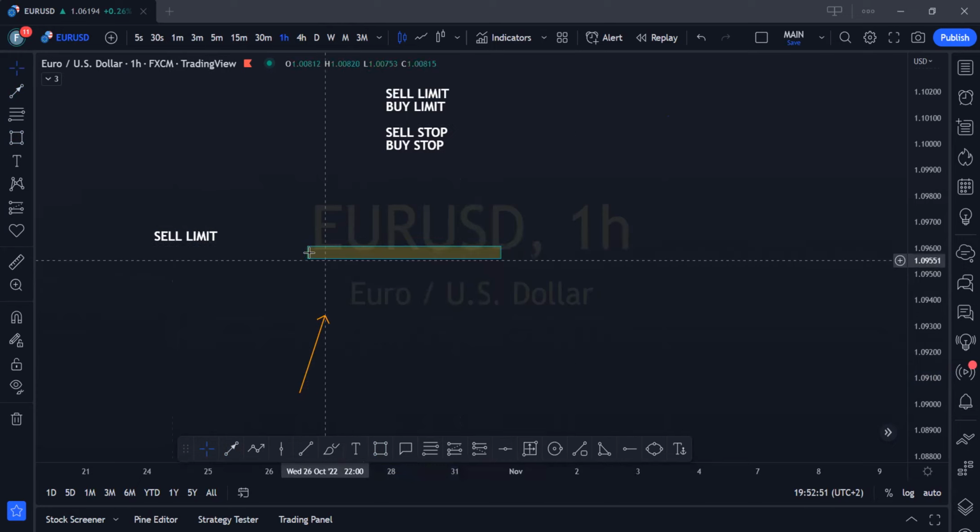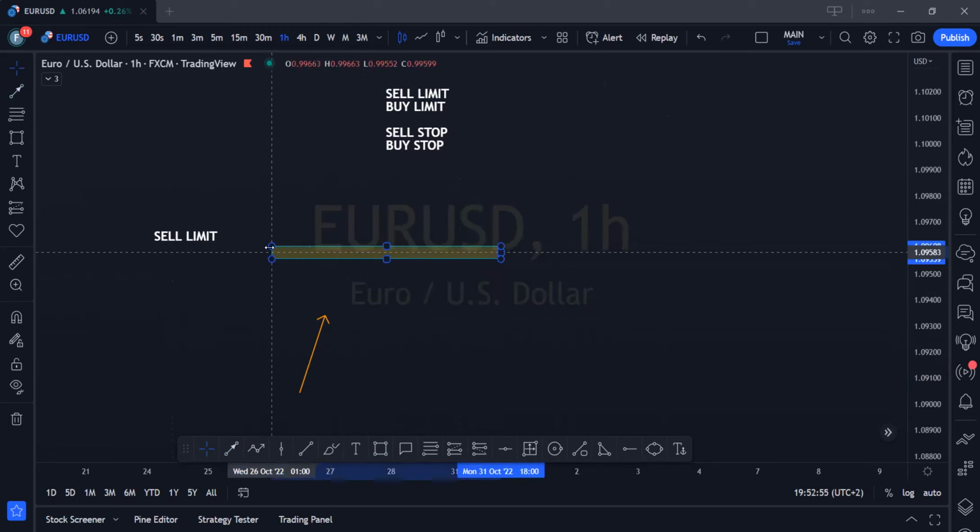So maybe you are going to be busy or you will not have the chance to trade manually. So you want to set it and forget about it. So whenever price gets to that particular point, you'll be automatically placed in that trade. So that's the beauty of pending orders. It's very useful for people that are very busy.